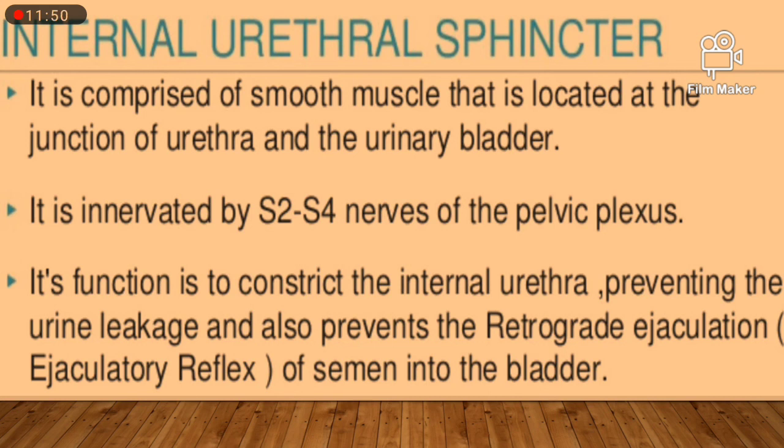Now the internal urethral sphincter. It is comprised of smooth muscle located at the junction of the urethra and urinary bladder. It is innervated by S2, S3 and S4 from the pelvic plexus. Its function is to constrict the internal urethra, preventing urinary leakage, and also to prevent the retrograde ejaculatory flow of semen into the bladder.